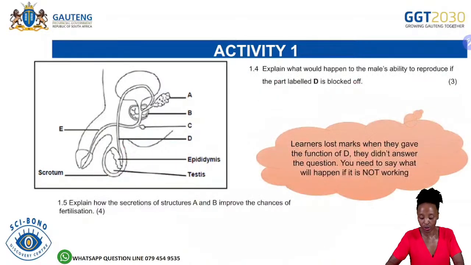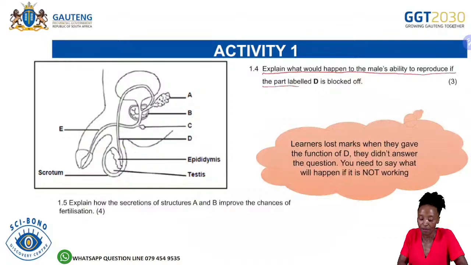Now let's do another question, question 1.4 of the same activity, same diagram. Explain what would happen to the male's ability to reproduce if part labeled D is blocked off. When we go to the diagram, part labeled D is the sperm duct or the vas deferens. It is the tube that transports the sperms from the epididymis up into the what?